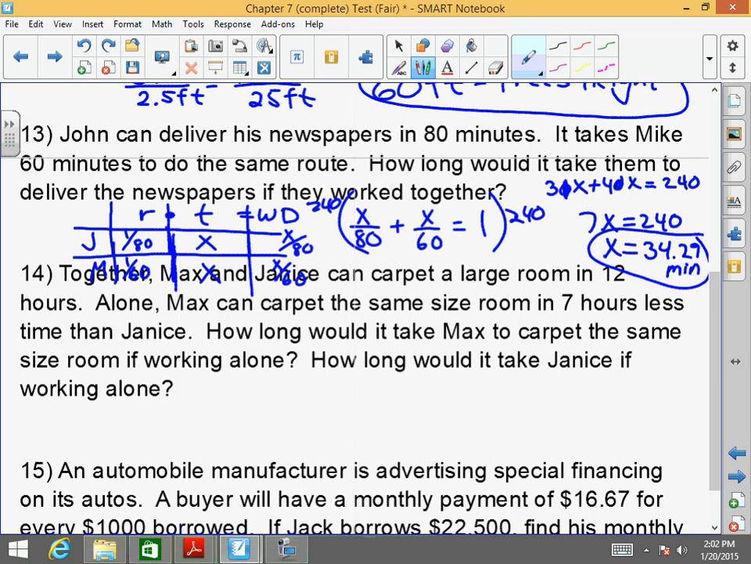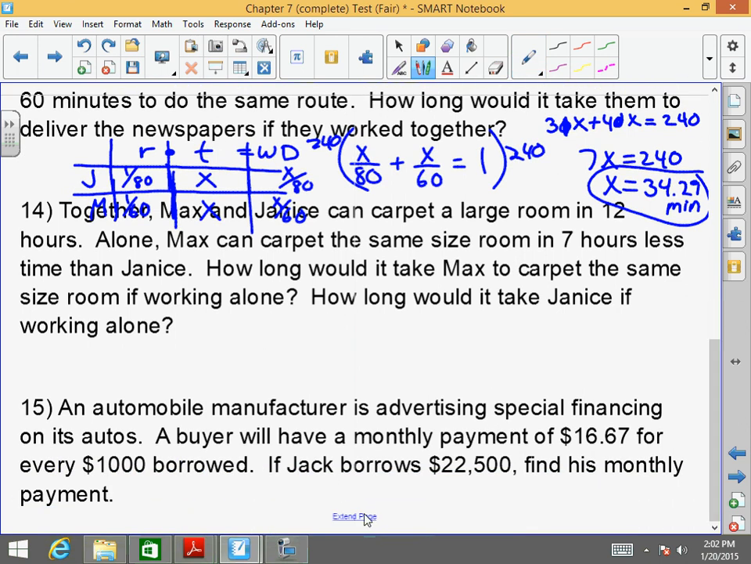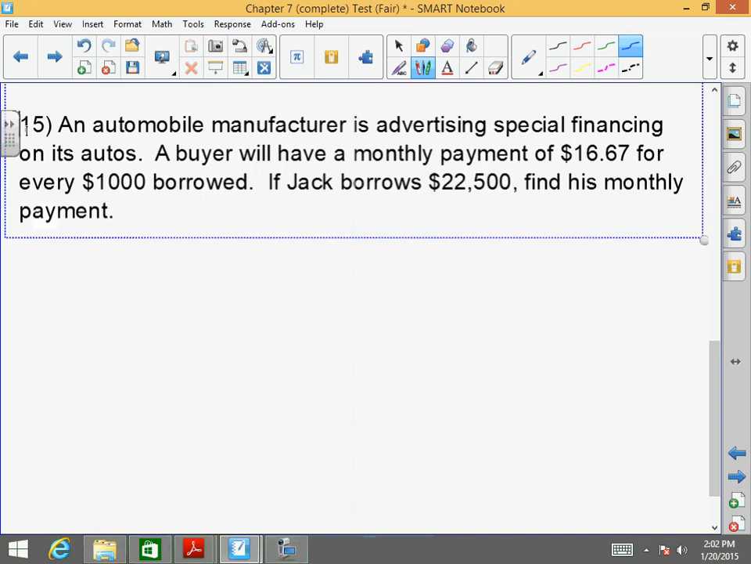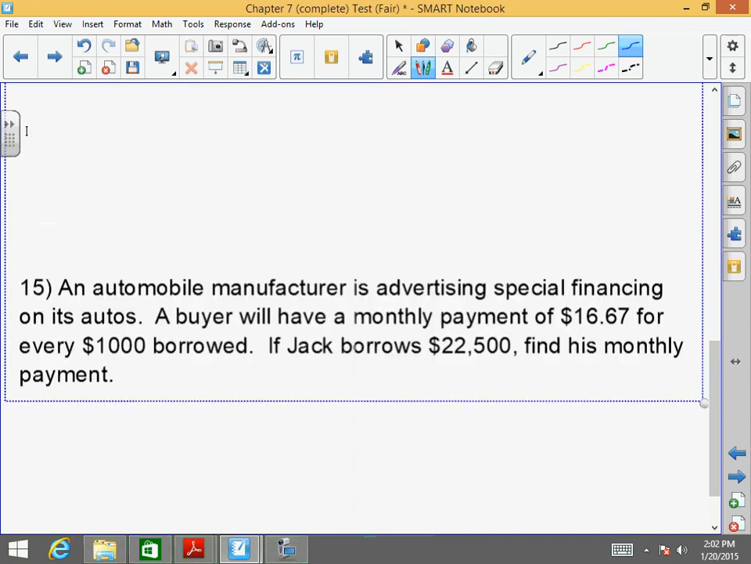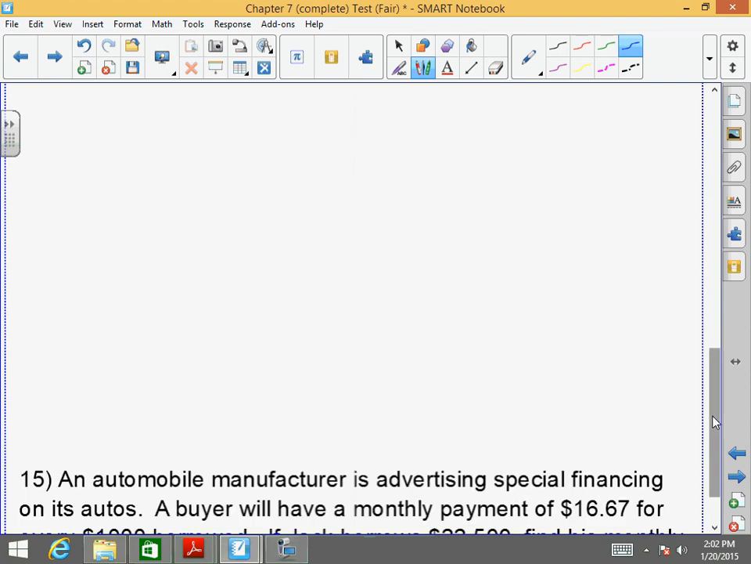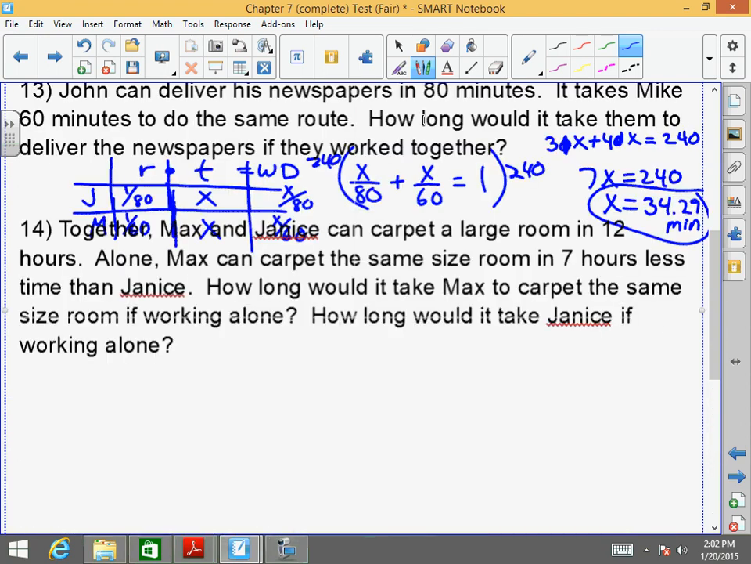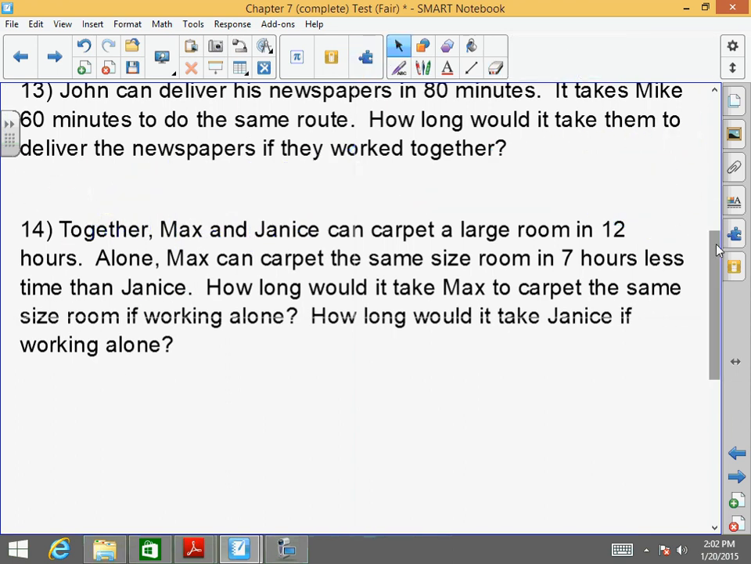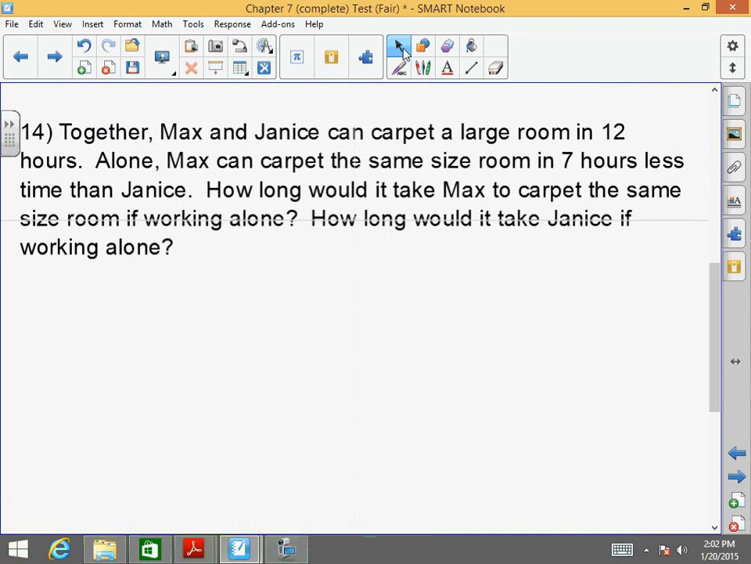Nice and simple. Now, for number 14, I want to give us plenty of space here, so let me just add some more space. And I'm going to erase this guy. I don't feel bad for you because I gave you one like this on the practice test as well.